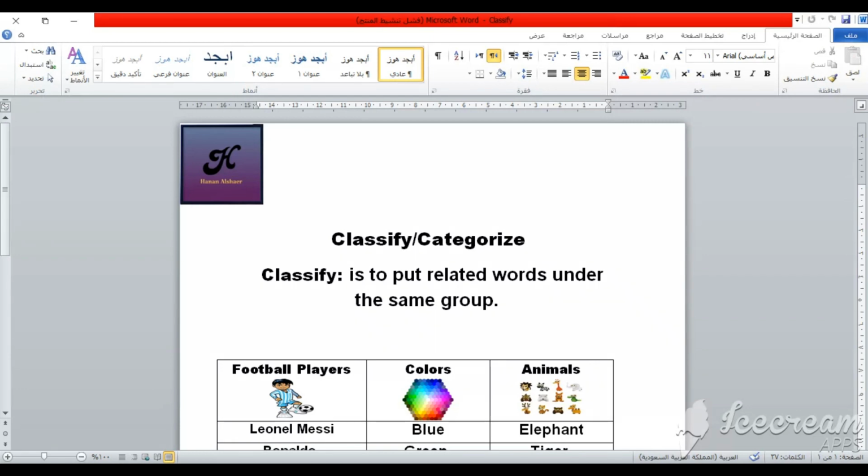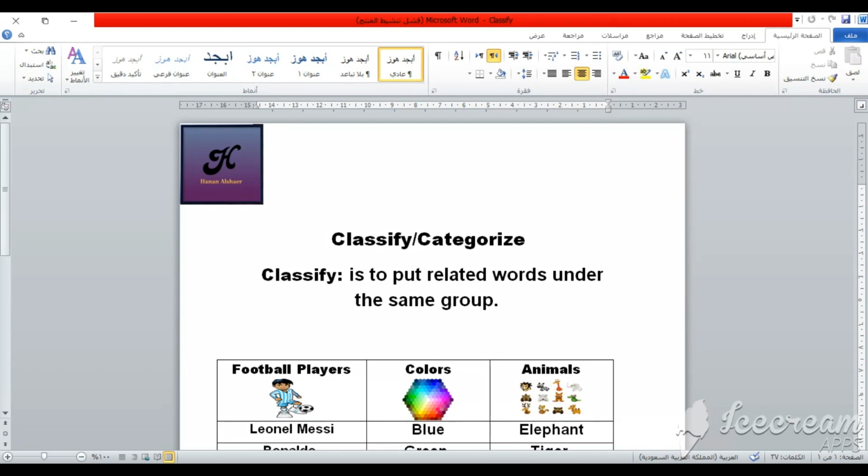We use it most of the time with the words that we know for the first time and for the new vocabulary that we learn. So to understand it better, we have to put it under a category or classification. Okay, then how can it help us? It can help us to understand the meaning of different words that we didn't hear before.